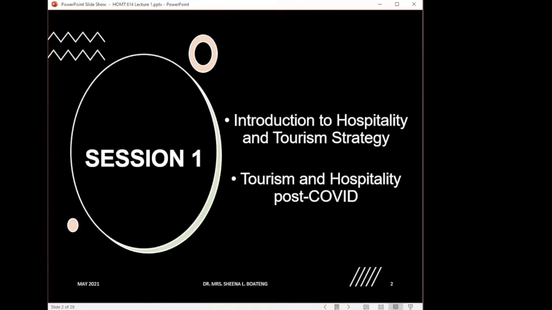First, we will look at an introduction to hospitality and tourism strategy, and then we will look at tourism and hospitality post-COVID.